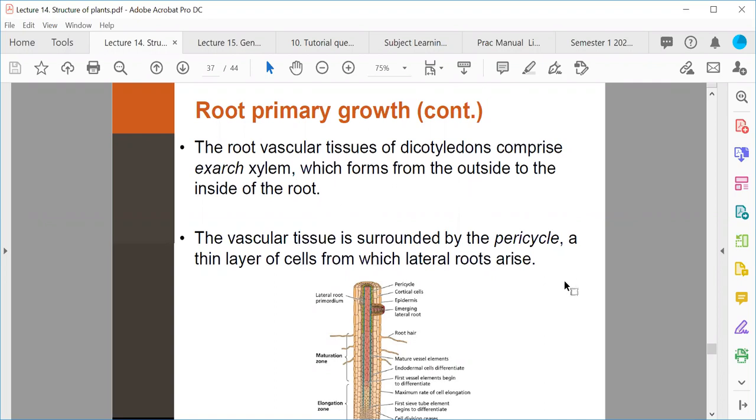And we have a question. Is there a way to consistently differentiate between root hairs and lateral roots? That's a very good question.